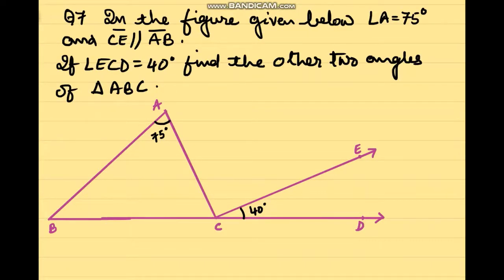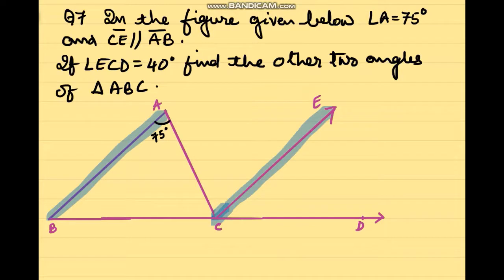Come on children, let us see what is given in question number 7. In the figure given below, angle A is equal to 75 degree, and line segment CE is parallel to AB. First of all, locate CE and AB. Where is your CE? See, this is your CE. CE is parallel to AB. If angle ECD is equal to 40 degree, find the other two angles of triangle ABC.